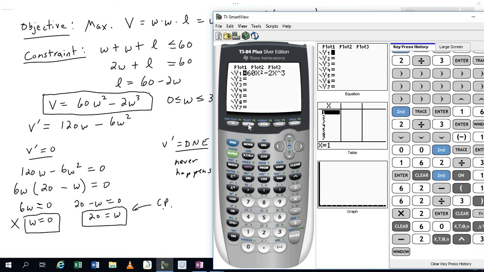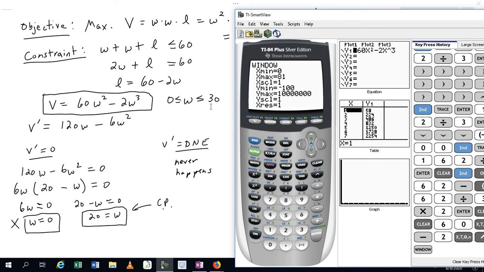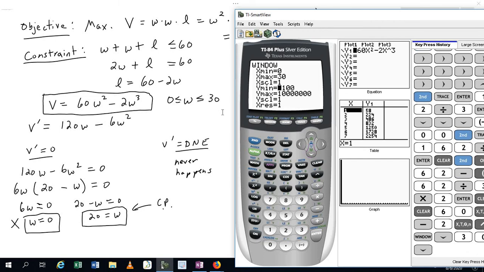And then you may want to adjust your window. So for us, this goes from 0 to 30. That's our domain. Okay, that's our input values, or the range for our input values. And then for the output, I guess the smallest V could be would be 0 for volume. You can't have negative volume. And then it's hard to know how large this might get. So just put in a really large number, which I've done here. Okay, so I think this might be a pretty good window.